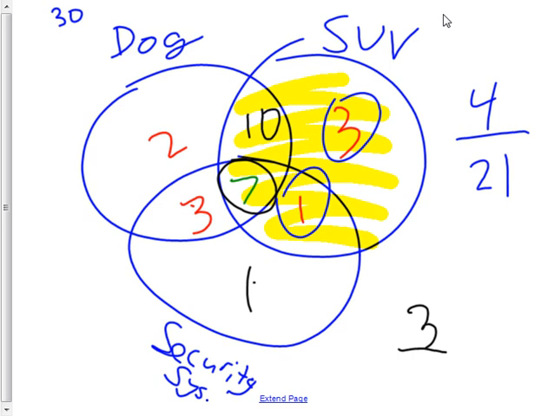All right, I'm going to give you another one like that. See if you can get the right decimal for it. Given that I know they have a dog, what's the probability they have a security system?